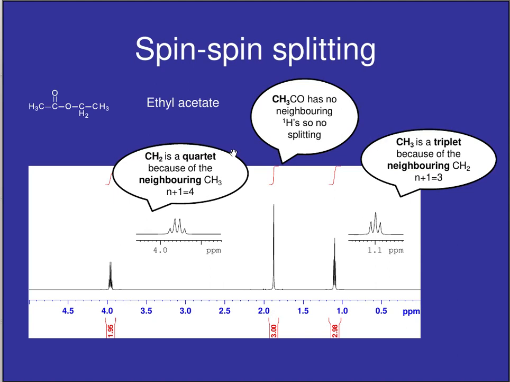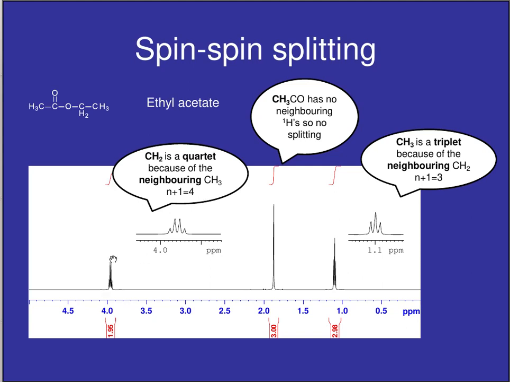Okay. The CH3CO, this one over here, has no neighboring hydrogens, so it has no splitting. The reason that this one appears as a triplet is because of its neighbors. This methyl group's got 2 hydrogens near it. If you've got 2 neighboring protons near you, then you're going to split into 2 plus 1 is 3. And this CH2 here has got 3 neighbors, and so it's going to split into 3 plus 1 is equal to 4. So splitting is due to neighbors, but maybe I can just explain why this is.